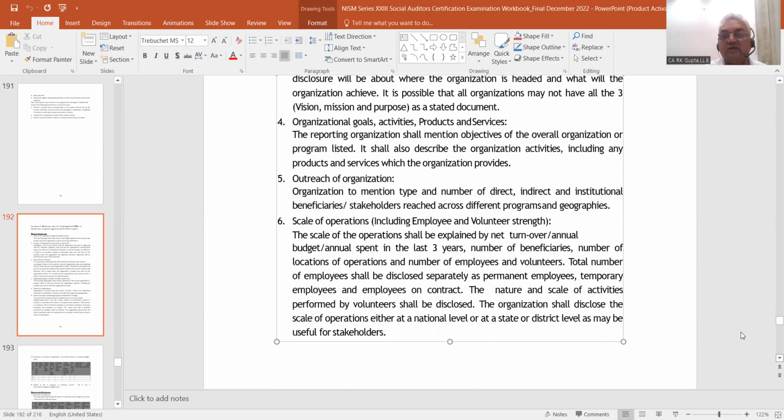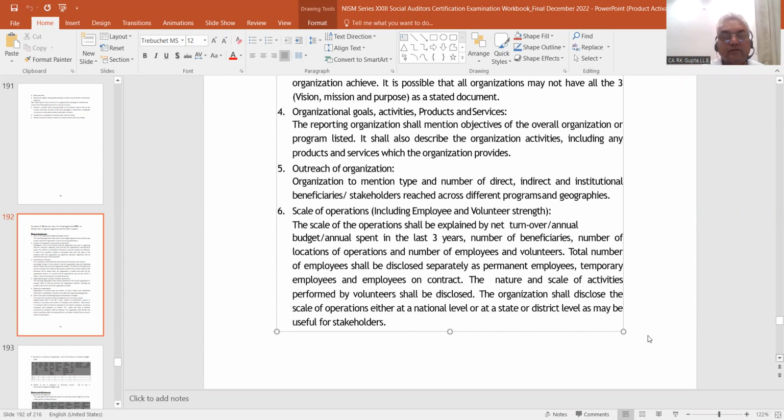So scale of operations shall be explained by net turnover or annual budget or annual amount spent in the last 3 years, number of beneficiaries, number of locations of operations, number of employees and volunteers. So total number of employees shall be disclosed separately as permanent employees, temporary employees, and employees on contract basis. The nature and scale of activities performed by volunteers shall be disclosed, and the organization shall disclose the scale of operations either at a national level or at a state or district level as may be useful.